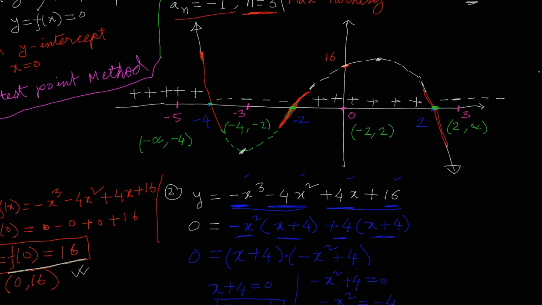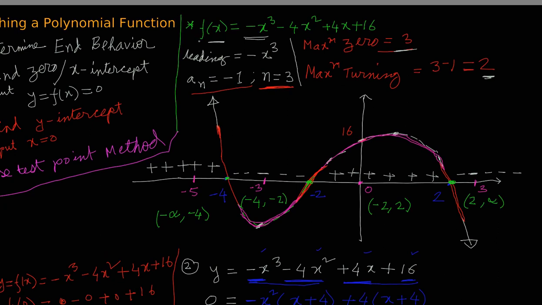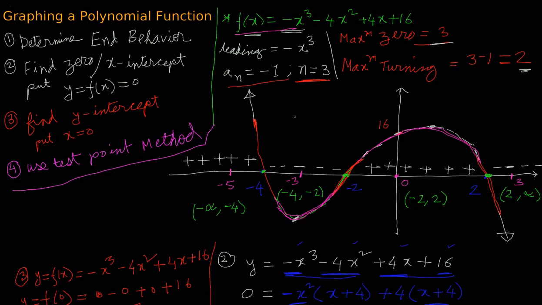So if I now finally connect all of my graph in a solid line, my graph is going to be like that, and also here it is going to be like that. Okay, so this is basically the final plot of my graph for this particular function. So that is how you graph any polynomial function.